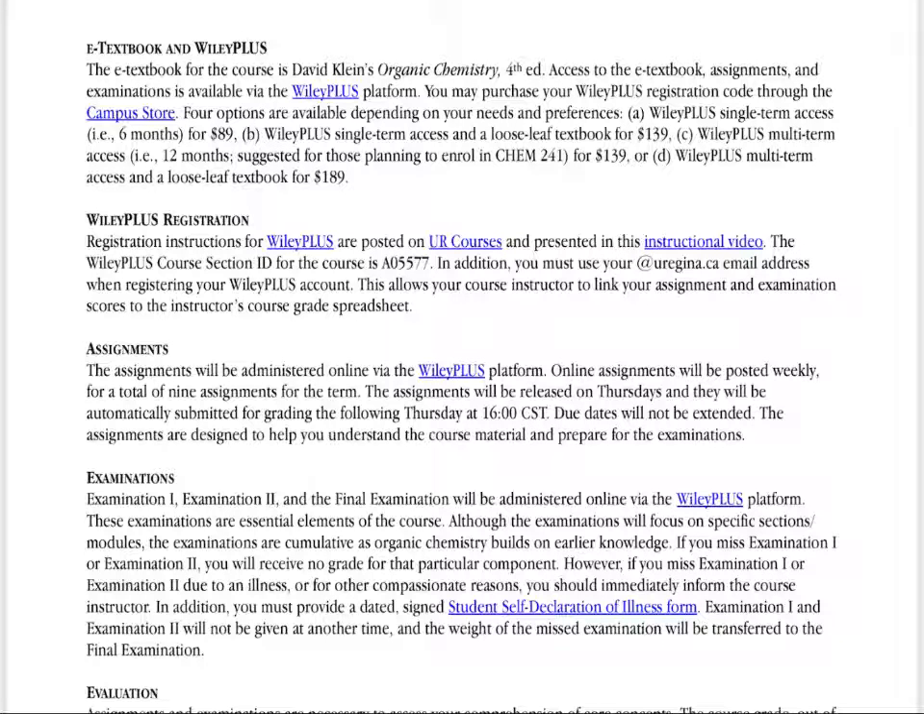If you're planning to continue on into Organic Chemistry 2, that is Chem 241, there are 2 options that are best suited for you. There is a multi-term access to Wiley Plus for $139, or if you prefer to also include a loose-leaf textbook, that will be $189 and give you the 12-month access.